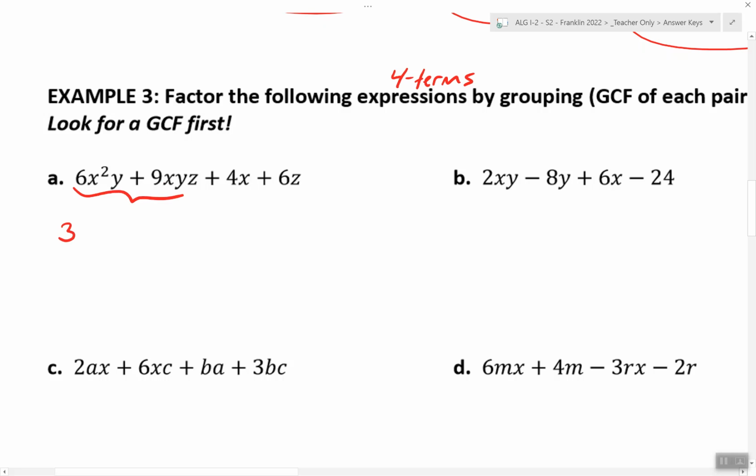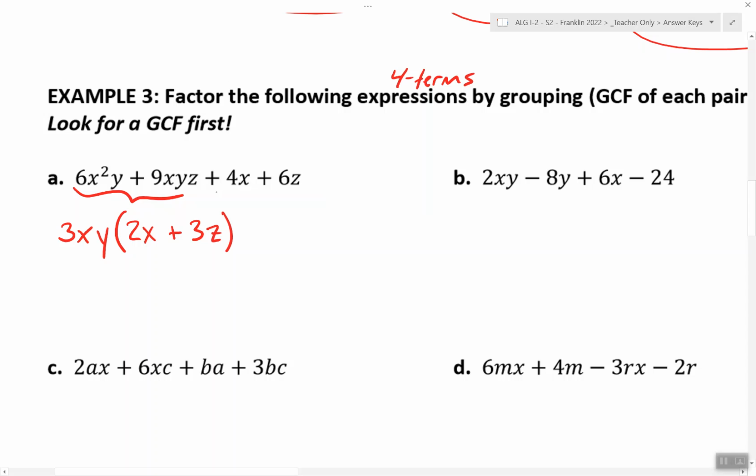They both have an x, and 1 is the smallest exponent. They both have a y. They don't both have a z. So this is the GCF. What's left after we divide that out, 6x squared y divided by 3xy? Well, 6 divided by 3 is 2. X squared divided by x is x, and the y's cancel out. Plus, now we'll do the next one. 9 divided by 3 is 3. The x's cancel, the y's cancel, and then we have a z left over.